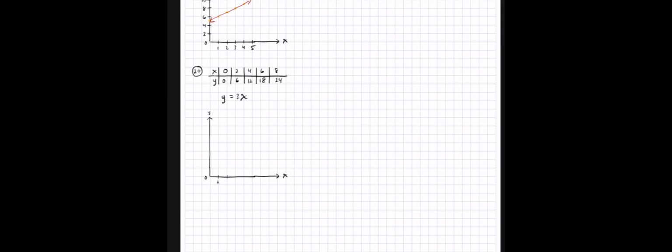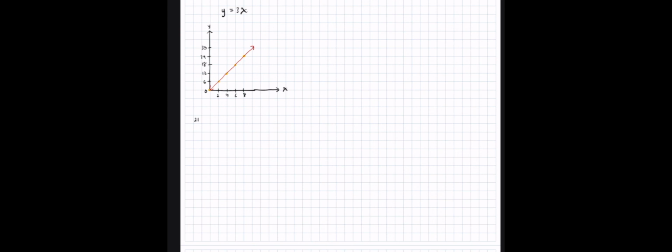We can call this 2, call this 4, call this 6, call this 8. Let's just go by 6's. Make it easy. 6, 12, 18, 24, and 30. So 0, 0 is here. 2, 6 is here. 4, 12, 6, 18, and 8, 24. Cool. That's number 20.